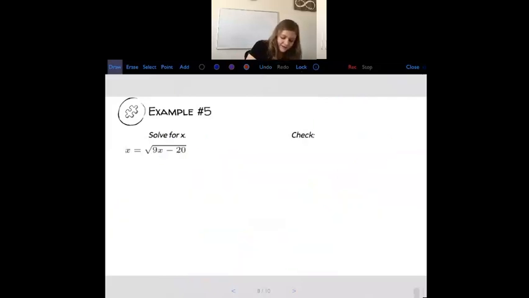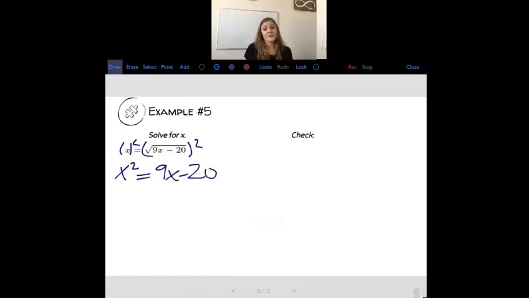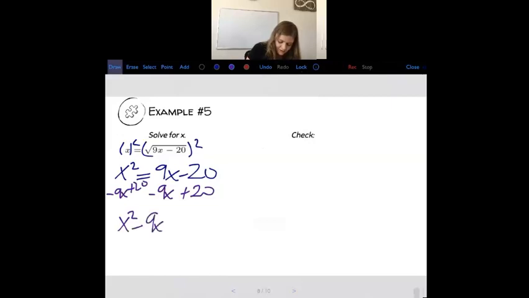Example number 5. So our radical is isolated by itself. We can square both sides. And so we get x squared equals 9x minus 20. X squared is a quadratic equation, so we'll set the entire thing equal to 0 and then solve it using one of the ways that we've talked about before. So we'll subtract 9x and add 20 to get x squared minus 9x plus 20 equals 0.